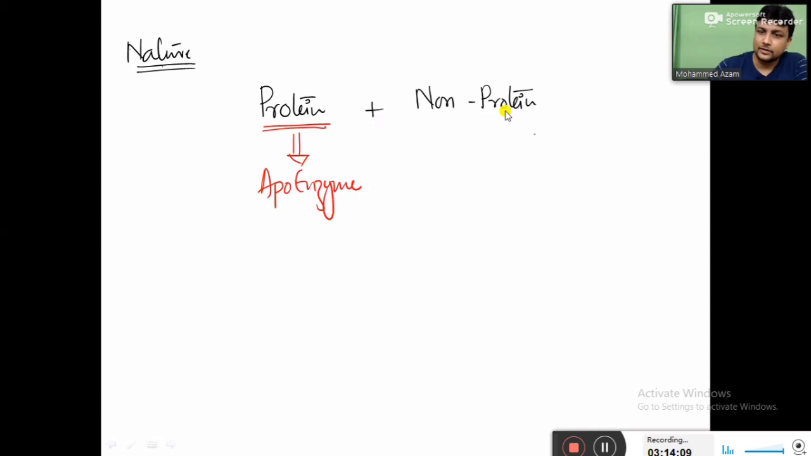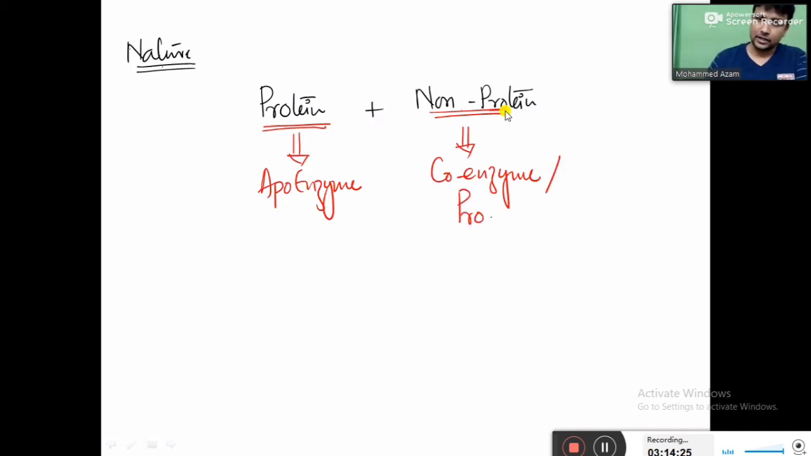The protein part of the enzyme is known as apoenzyme, and the non-protein part of the enzyme is known as coenzyme. And remember the other names of the coenzyme: it is also known as the prosthetic group, or else the cofactor.